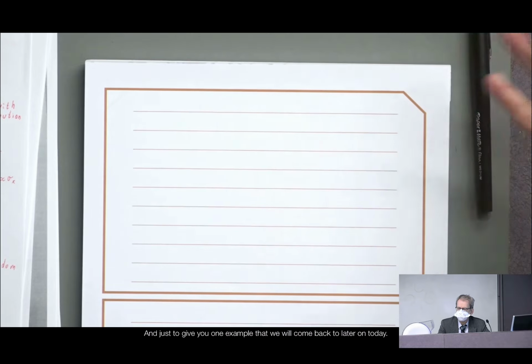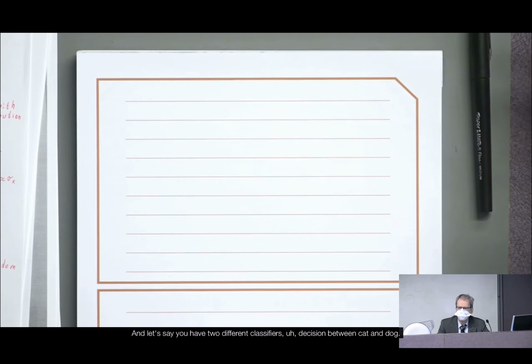Just to give you one example that we'll come back to later today, let's say you have two different classifiers, a decision between cat and dog, right? The classical example of application in machine learning. You run them over the same data set, and you want to find out, is classifier A better than classifier B? Well, you will get a result that has a statistical uncertainty to it.